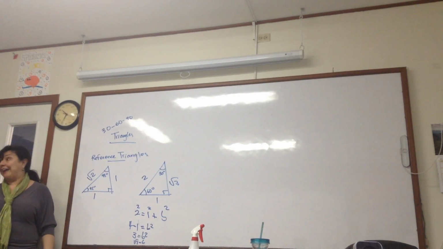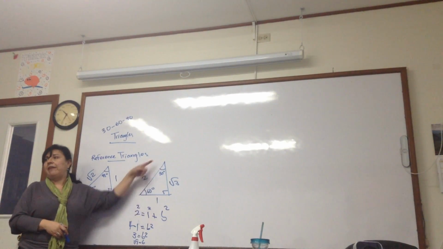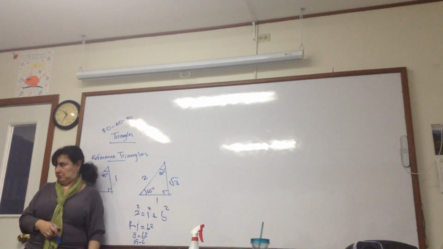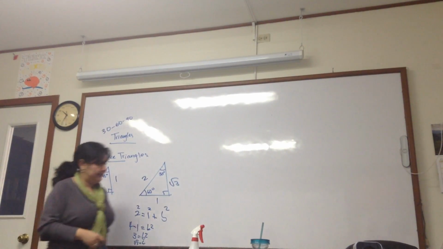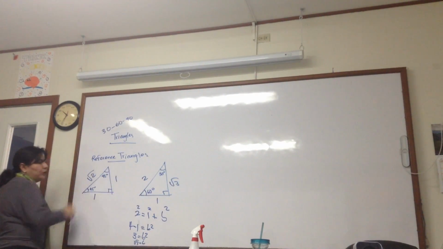All you have to do is know that whatever's opposite the 30 is a 1, the hypotenuse is the 2, and the other one's the square root of 3. 1, 2, square root of 3. Always. Just like this one is always 1, 1, square root of 2.